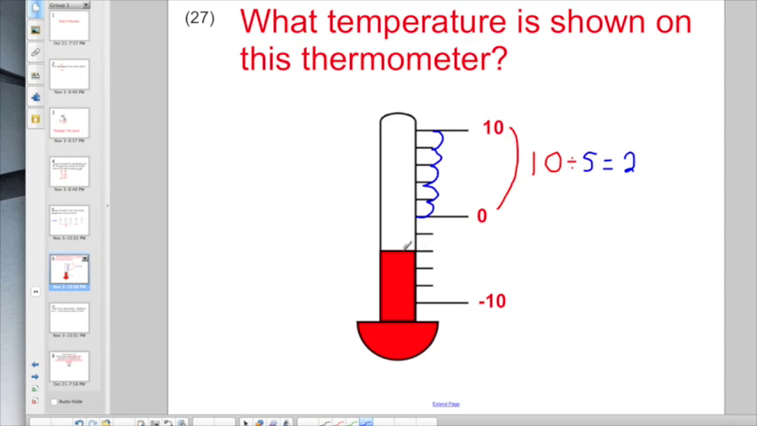So that's good to know. So now let's see, my thermometer line is right here. And I know that each one is 2. This is below 0, so here's negative 2. This has to be negative 4, right? That would be negative 6, negative 8, negative 10. Subtract two consecutive numbers, divide it by however many unit segments there are, and that will tell you what each line is worth.